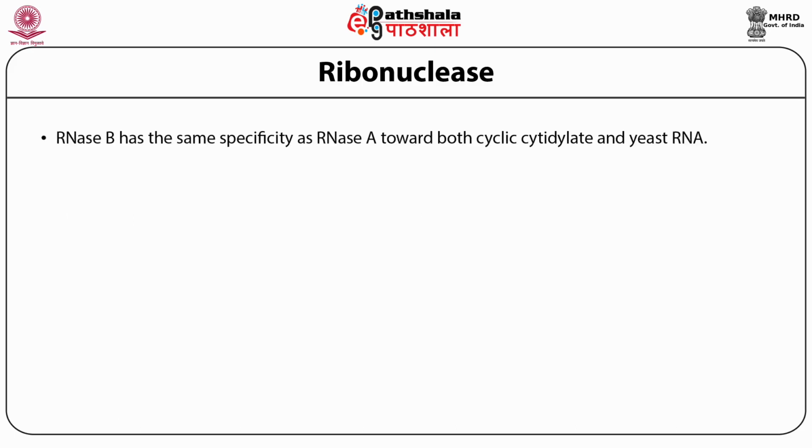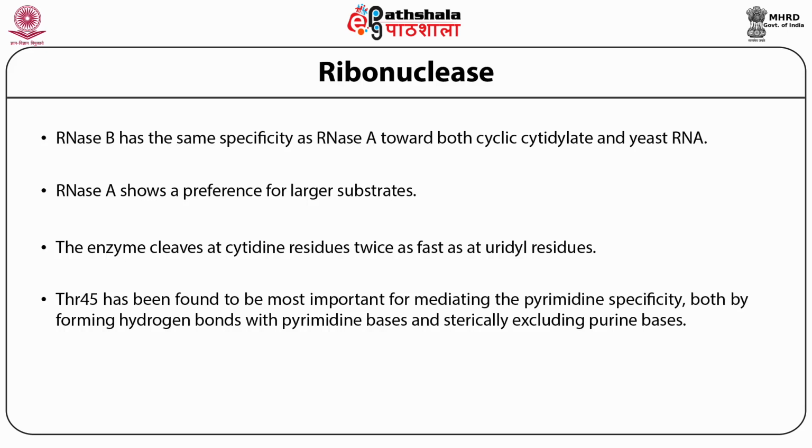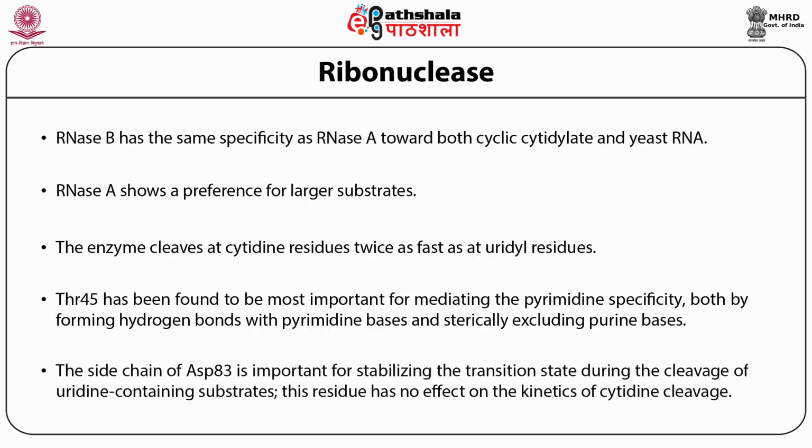RNase B has the same specificity as RNase A towards both cyclic cytidylate and yeast RNA. RNase A shows a preference for larger substrates. The enzyme cleaves at cytidine residues twice as fast as uracil residues. Threonine 45 has been found to be most important for mediating the pyrimidine specificity, both by forming a hydrogen bond with the pyrimidine base and strictly excluding purine bases. The side chain of aspartic acid 83 is important for stabilizing the transition state during the cleavage of uridine-containing substrate. This residue has no effect on the kinetics of cytidine cleavage.